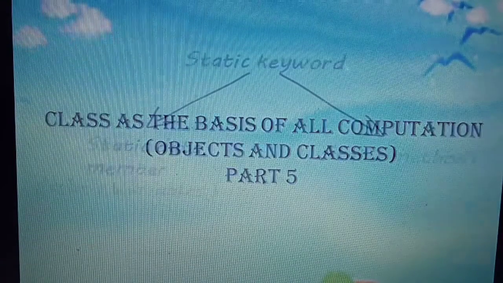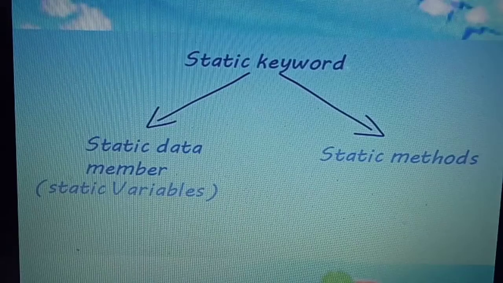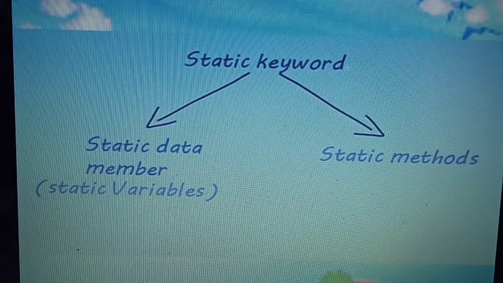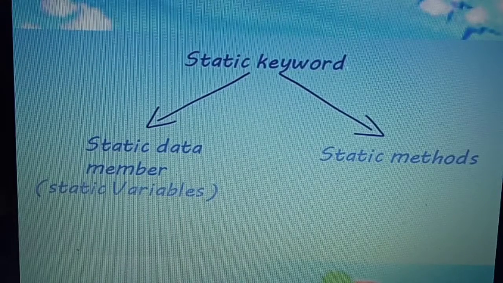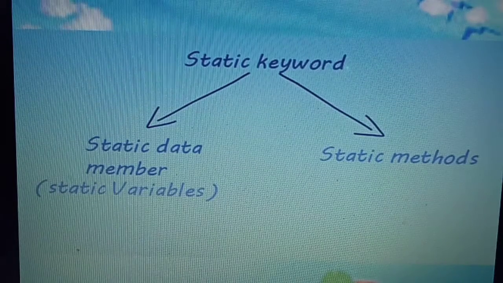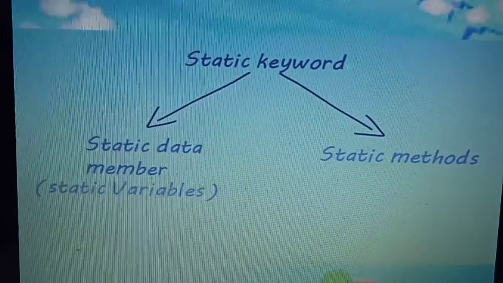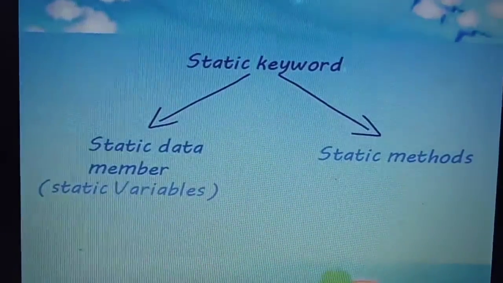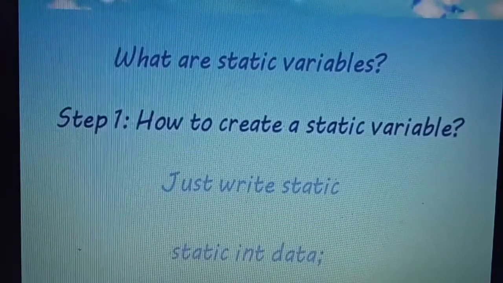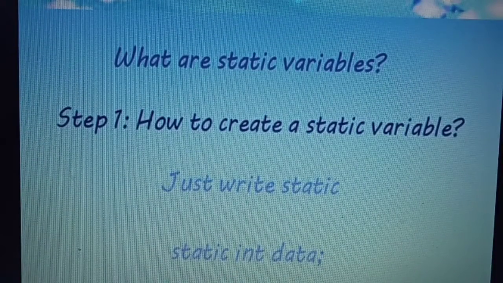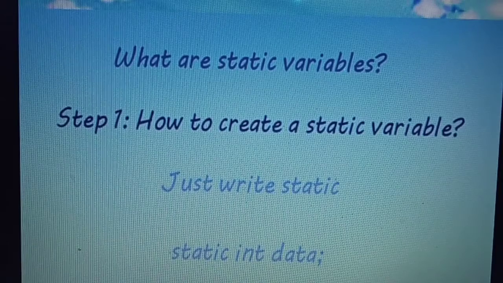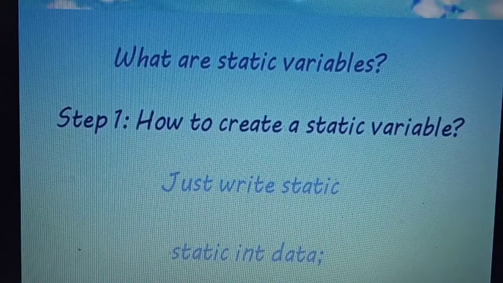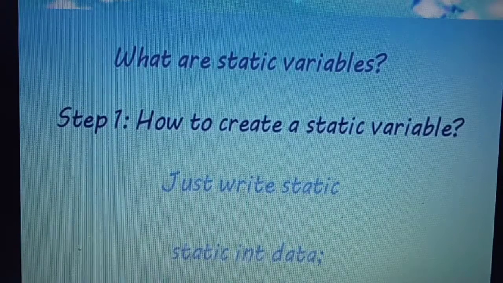In this video, we are learning about the static keyword. The static keyword is of two types: static data member, which we call a static variable, and static method. Let us first see how to create a static variable. It is simple. You have to write static before the variable declaration. For example, static int data.